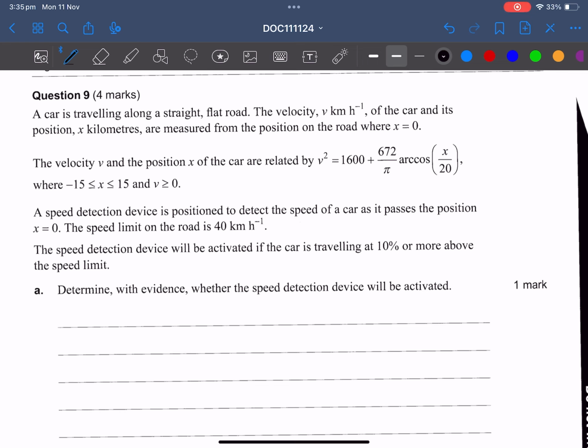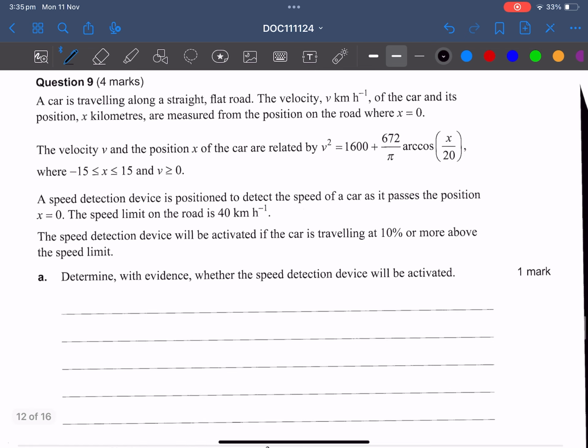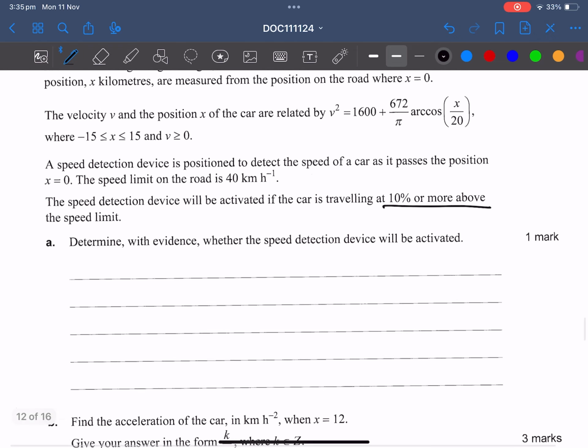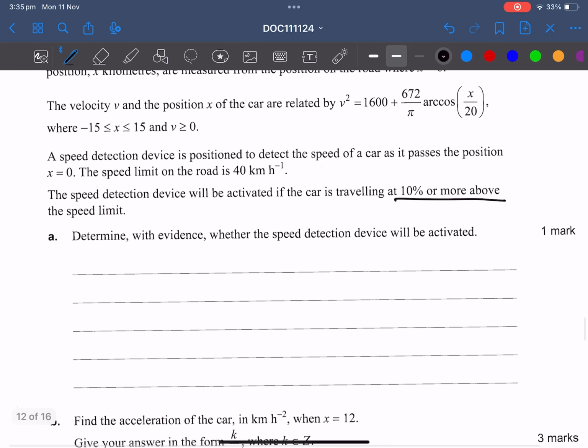Okay, a speed detection device is positioned to detect the speed of the car as it passes the position x equals 0. The speed limit on the road is this. The speed detection device will be activated if the car is traveling at 10% or more above the speed limit. Okay, so determine with evidence whether the speed detection will be activated.